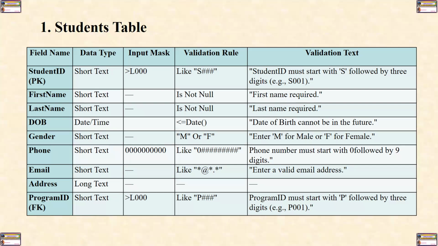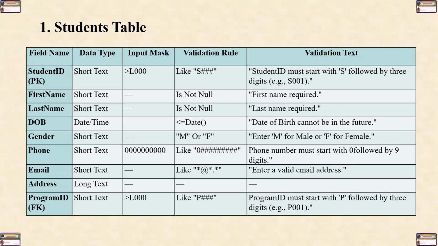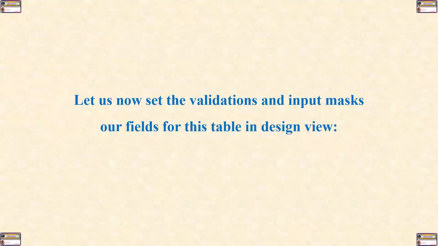For program ID, you can see it has a certain format. Program ID must start with the P, followed by 3 digits, like P001, and therefore the input mask is greater than L, then 00, meaning whatever you enter will be converted, and the first letter must be a P. And the validation rule is like P with 3 hashes, as you can see. And therefore, we can set the validations and input mask for our table.